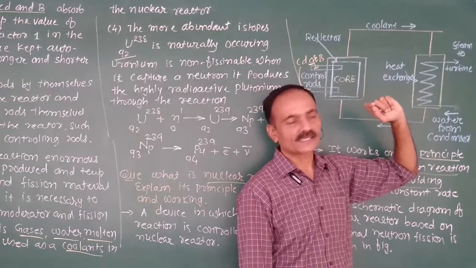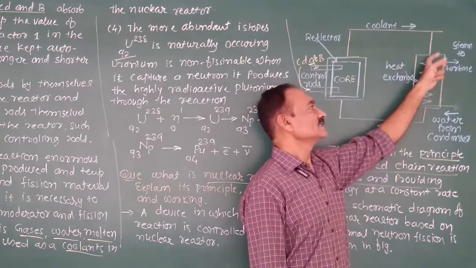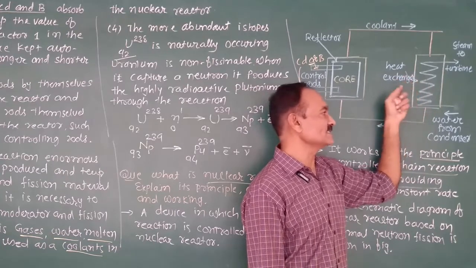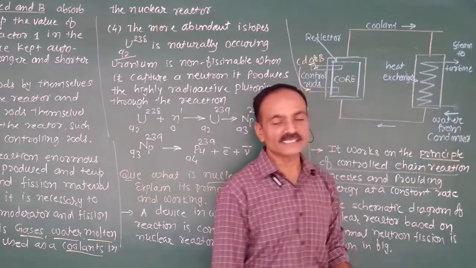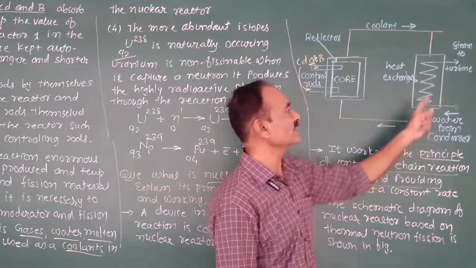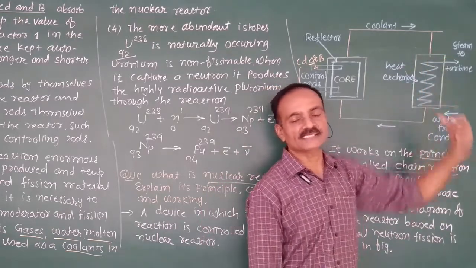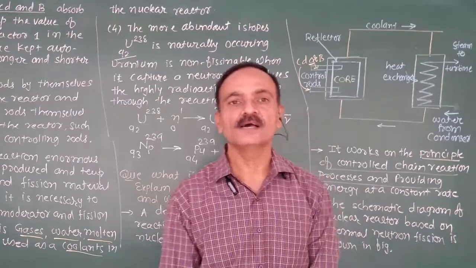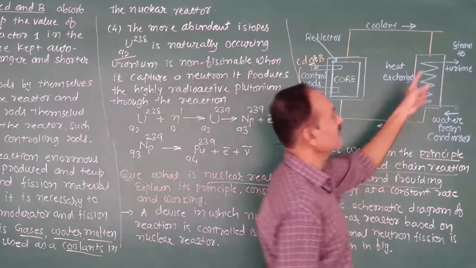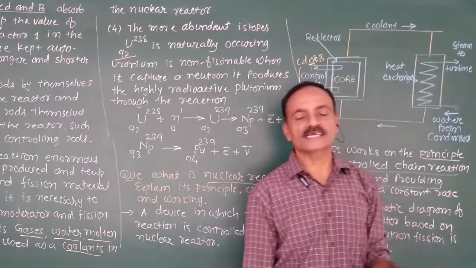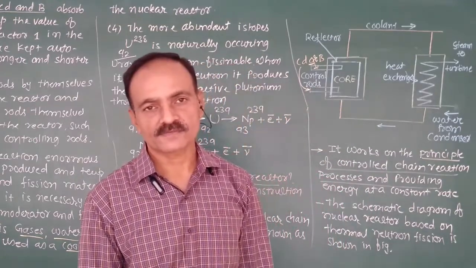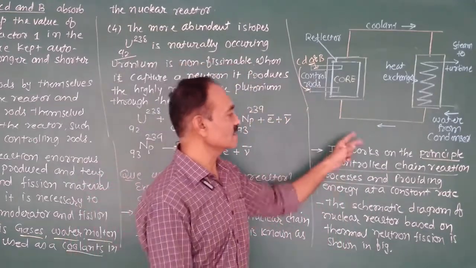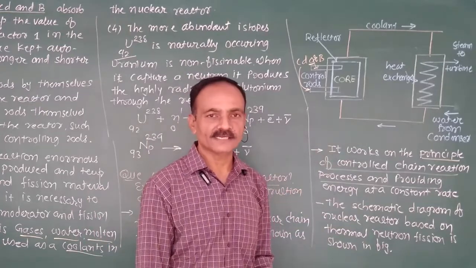So as a result, the turbine is rotated due to the high temperature or the energy, and we can produce electricity. Okay, here this tower is known as the heat exchanger. So here the simple water from the condenser is passing through this cooling tower. As a result, this water is converted into vapor, and this vapor passes through the turbine. So the turbine is rotated and electricity is produced. So that is the construction of the nuclear reactor.